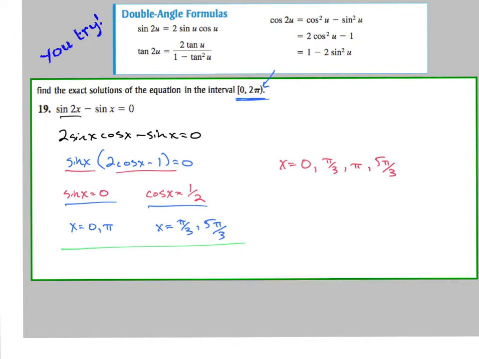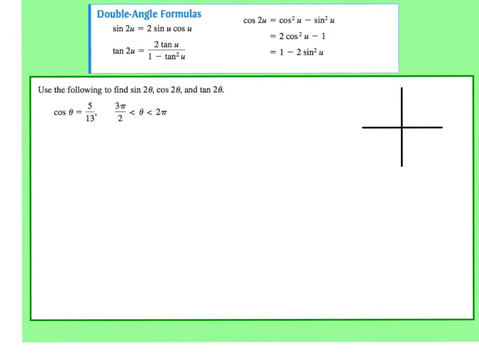Okay, we're going to find sine of 2 theta, cosine of 2 theta, and tangent of 2 theta. We've dealt with these since chapter 4, except now we're using double angle formulas for them. So I have cosine of theta equals 5/13, and then I'm given this constraint, or a domain restriction in this case: 3 pi over 2 to 2 pi. So what does that constraint tell me? I'm drawing that thing in the fourth quadrant. That's what it's telling me. So I'm drawing this in the fourth quadrant. And what's cosine?